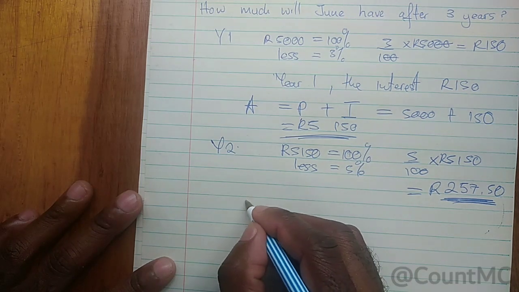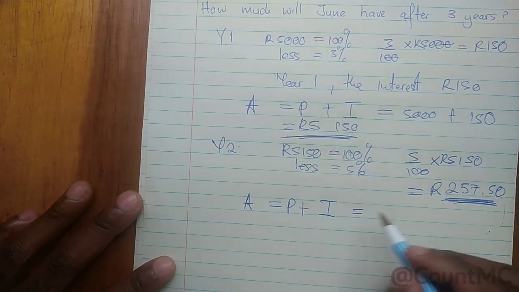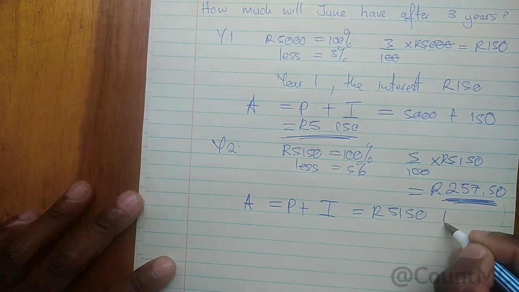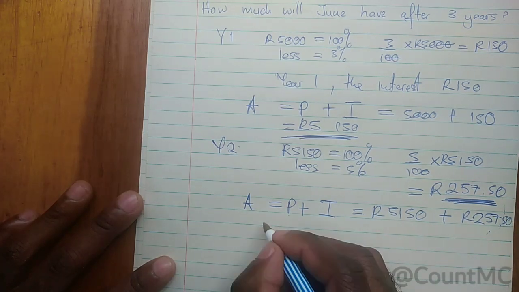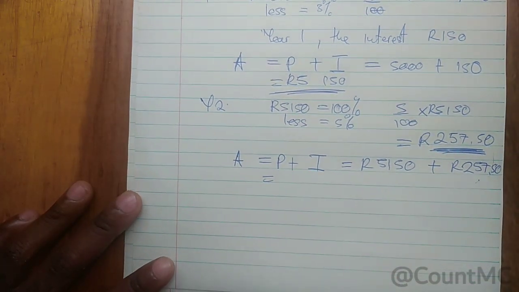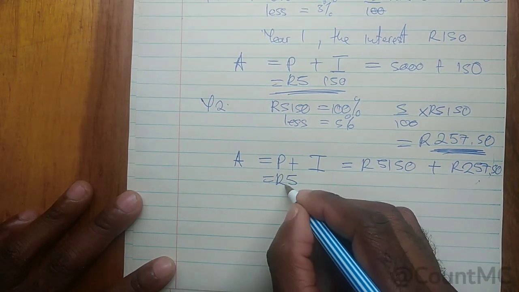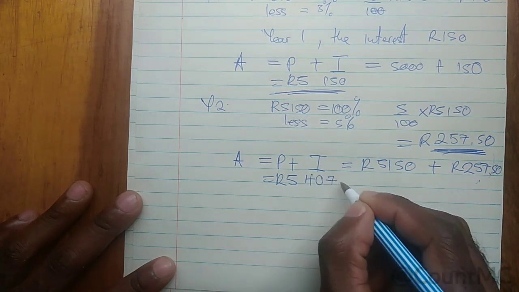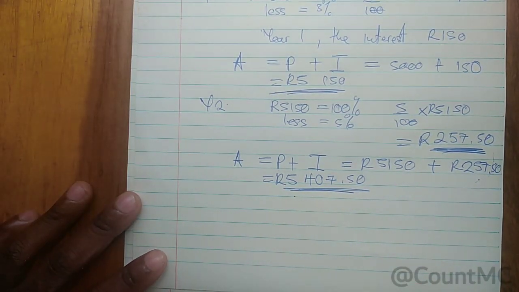You need to calculate the total amount for year 2. This is equal to the principal. The principal was 5,150 plus the 257.50. So the total amount he has for year 2 is 5,407.50. So this is the total amount he has for 2 years, but we want the total for 3 years.